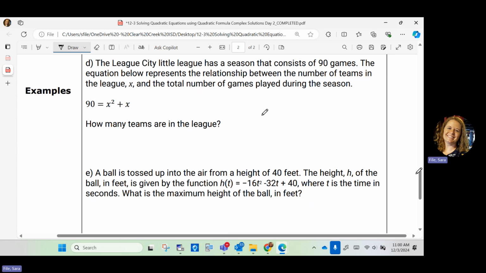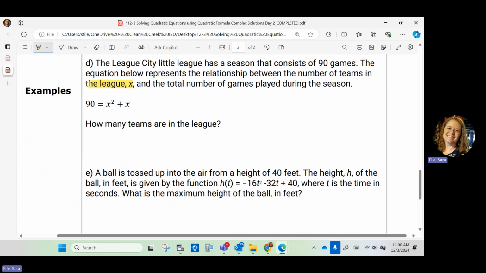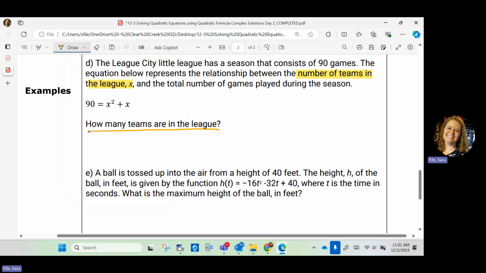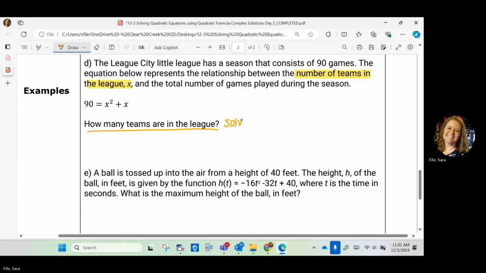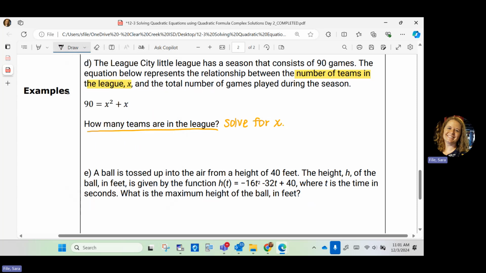Okay, so here, get my highlighter here, they say that the number of teams is the x. And then the question asks us to find how many teams are in the league. So they're asking us to find x, aren't they? This is saying solve for x. So solving for x in this quadratic, because this is a quadratic that they gave us, how would I solve for x? There's lots of ways to do this. What's one way I could solve for x?